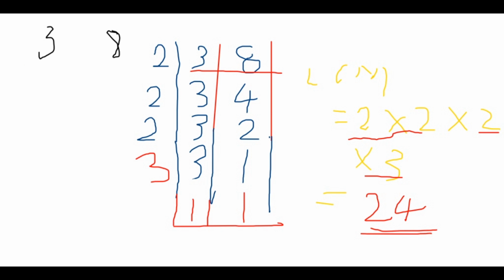Note that these two numbers have 24 as their multiple. 8 times 3 is 24 and 3 times 8 is 24, meaning they both have 24 as their common multiple. So let's try more examples.